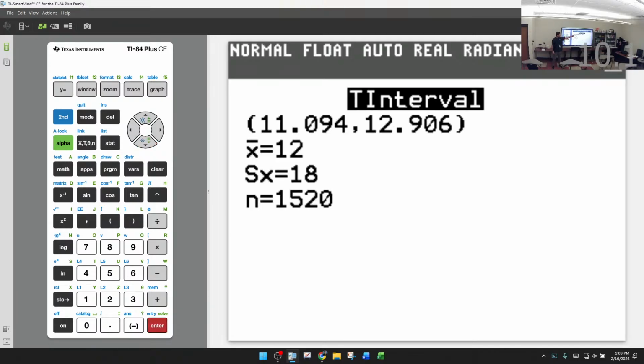Poof. There's your interval. There's X bar, there's S of X, there's N. It doesn't give me DF, of course, but I don't think it takes a whole lot to put DF is equal to 1519. What if I don't put DF? I don't know. It helps. Does it hurt? I don't think so.